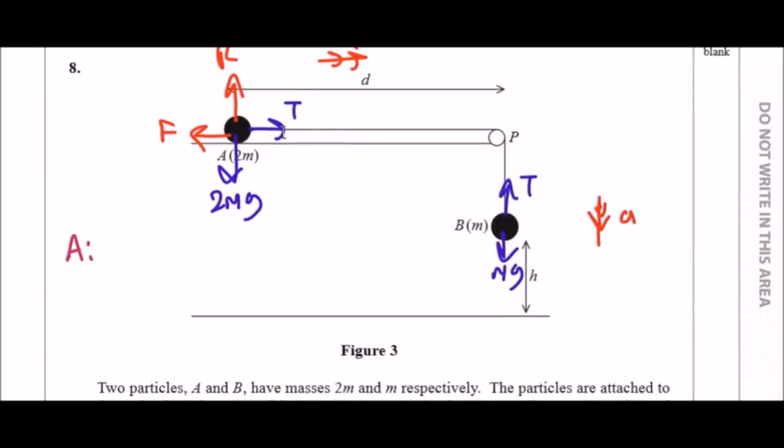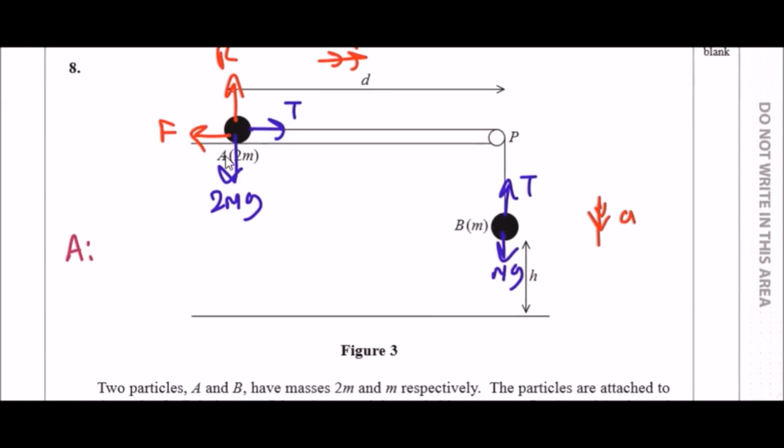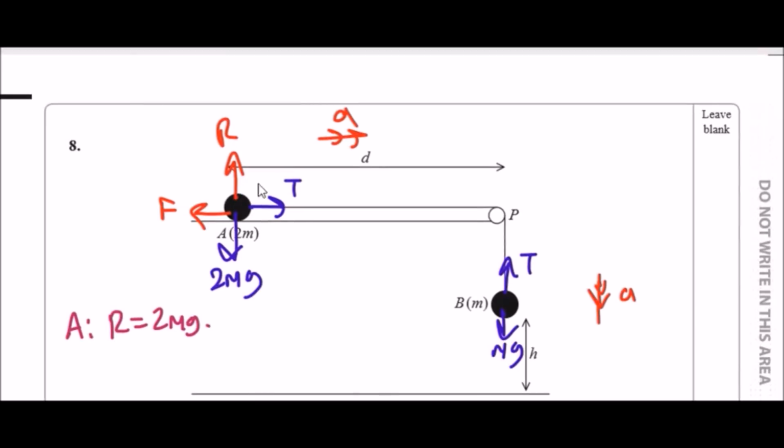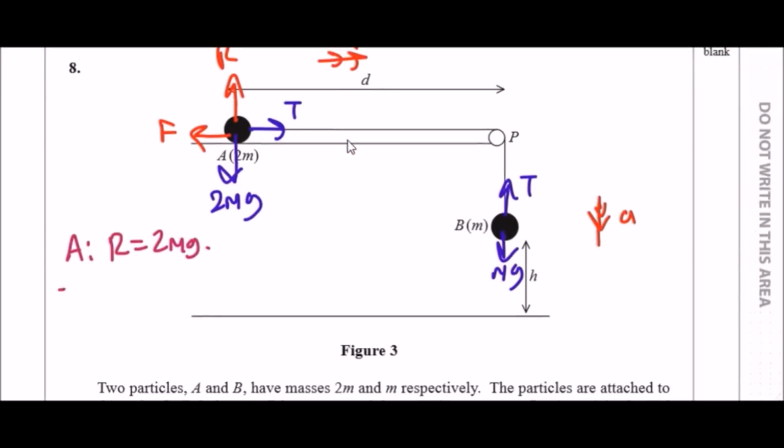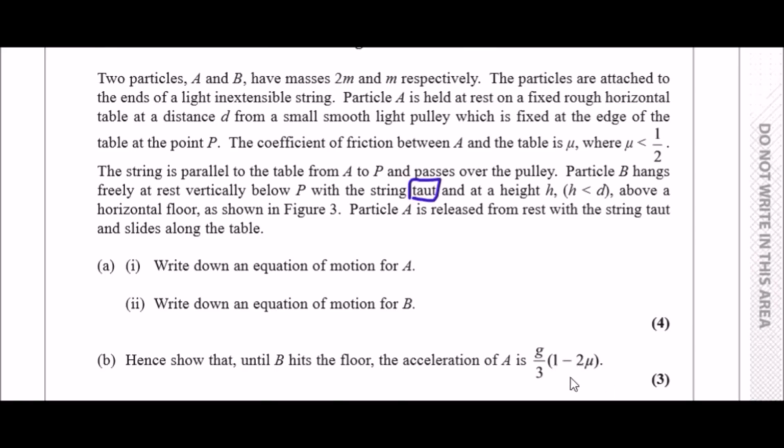Let's have a think. If we're going to resolve, let's resolve vertically. Because the acceleration is moving horizontally, it's perpendicular to the acceleration, so there's no acceleration vertically. So R must equal 2mg. Now if we resolve towards the direction of acceleration, we should have T minus F equals mass times acceleration, so 2m times a. I think that's all we can do from here, and we already know what F is. F is also equivalent to mu R, and mu seems to be fixed, according to the text. So we're going to have a solution in terms of mu.